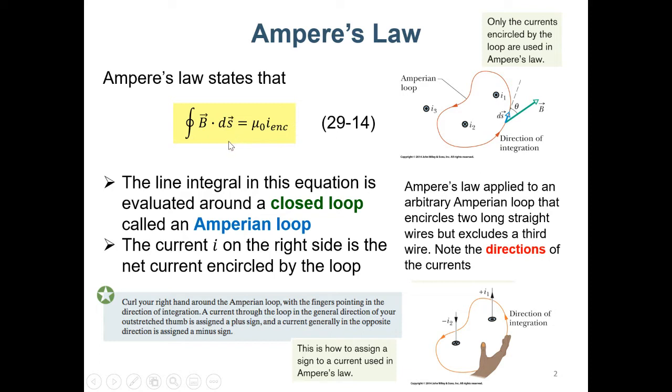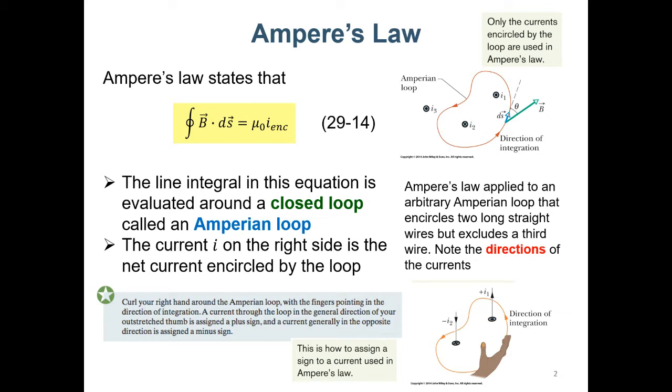But actually, we try to do this operation. We have a B field which may be non-uniform in space, and then we choose a loop called the Amperean loop, which is a closed loop. We do B dot ds for every part of this loop, and then we add all of them together, and that's what the line integral does.